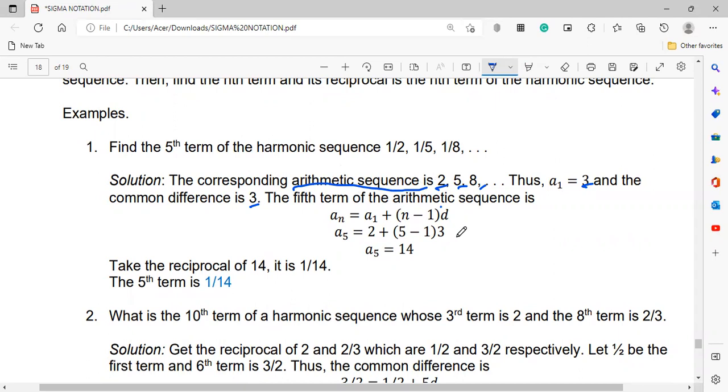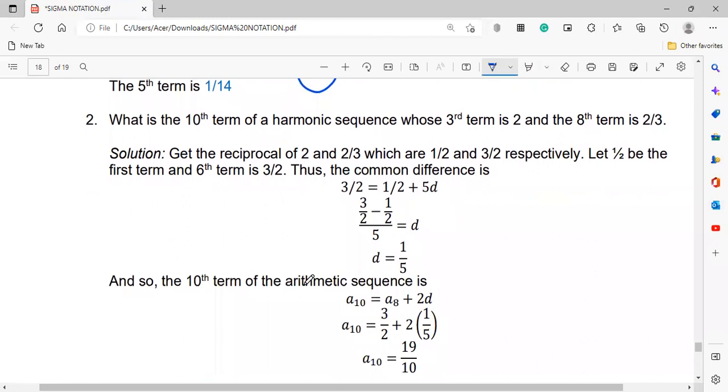So the fifth term of the arithmetic sequence is given by a sub 5 is equal to the first term 2 plus n, which is 5, minus 1, so 4 times 3 is 12, plus 2 is 14. So the fifth term is 14. I-reciprocal mo lang ang 14. So yan na yung fifth term of the harmonic sequence.